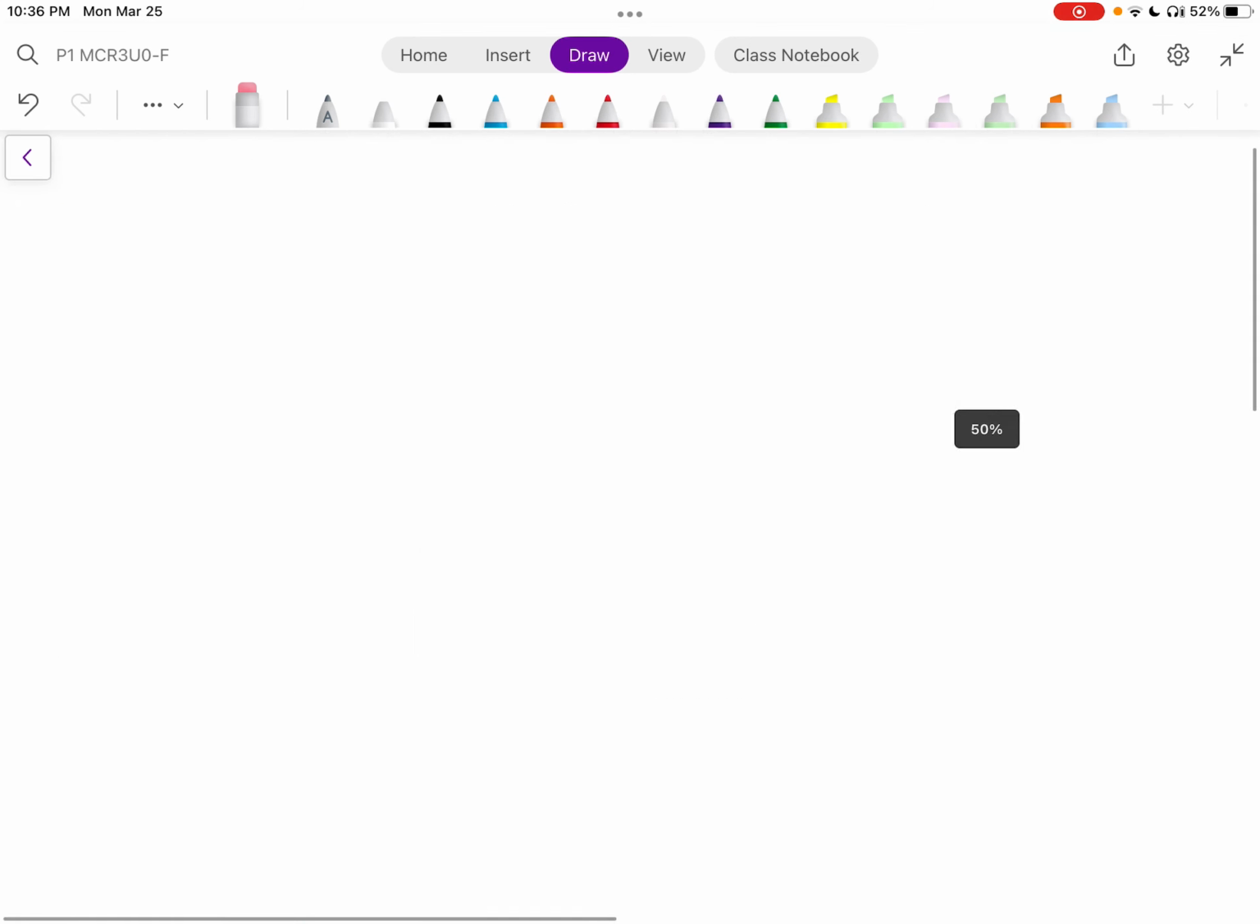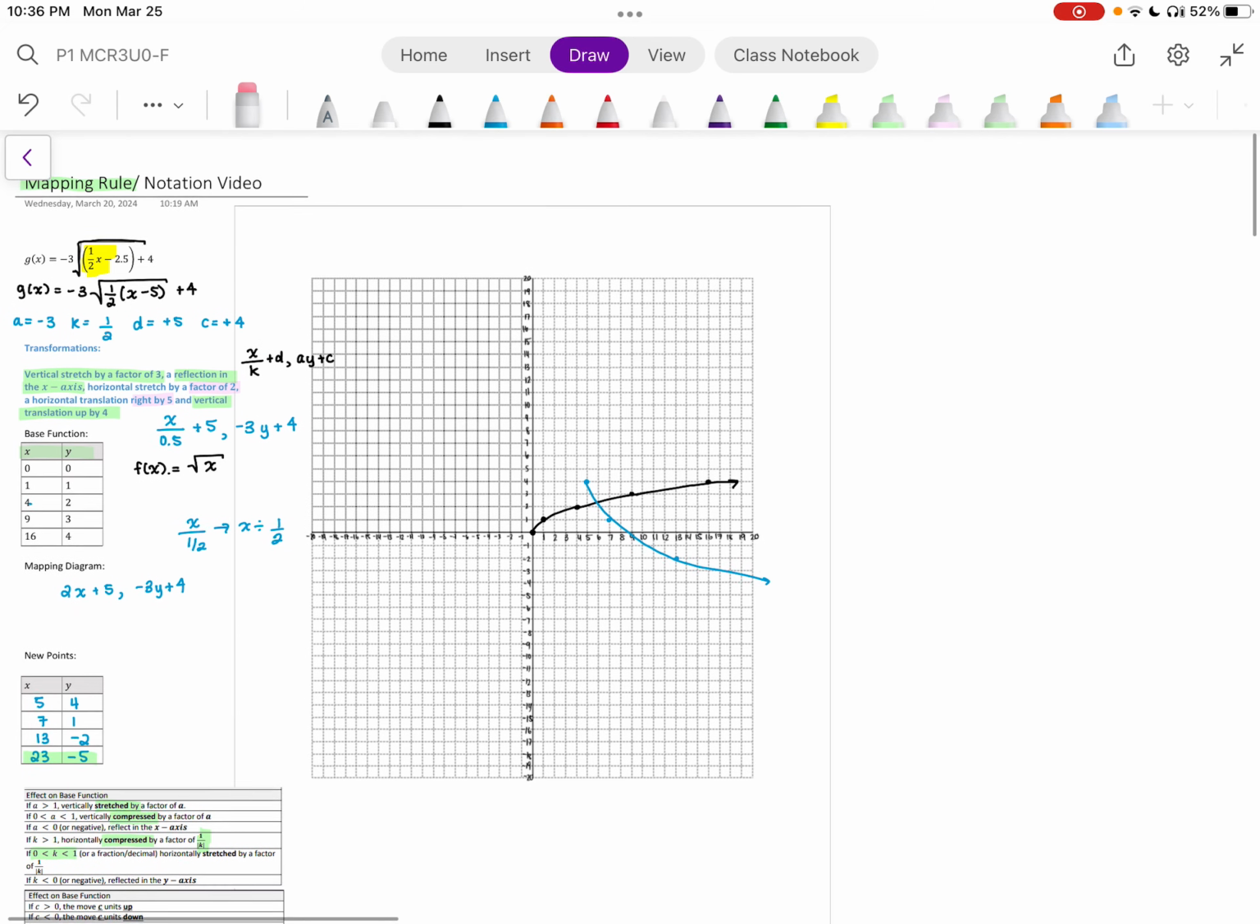So I hope this was helpful. That is just a little bit on how to use mapping notation.